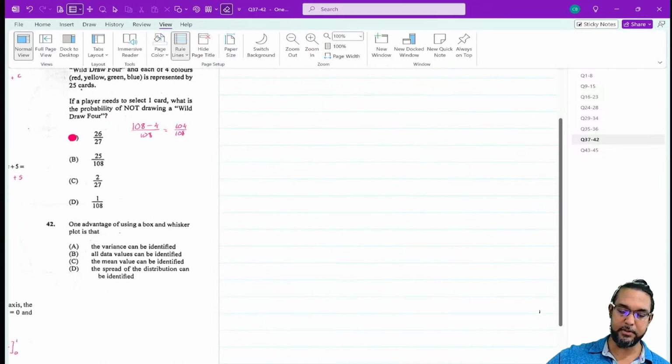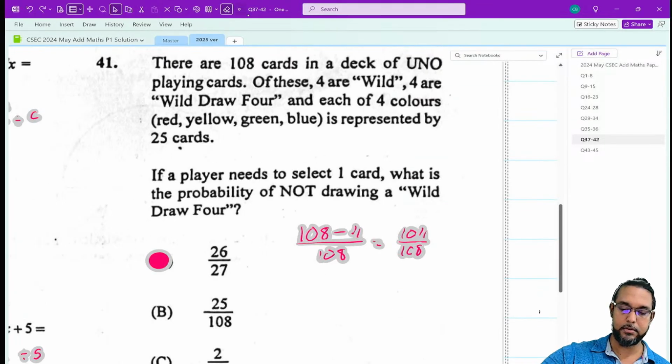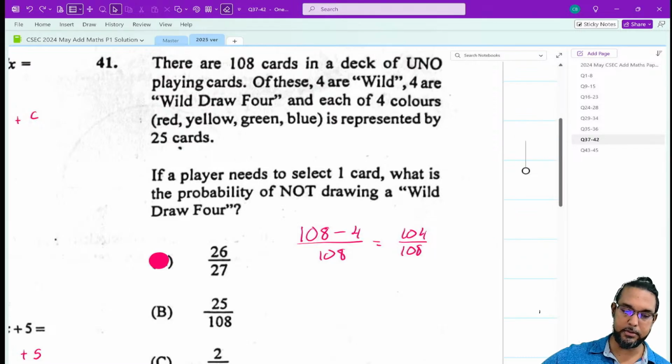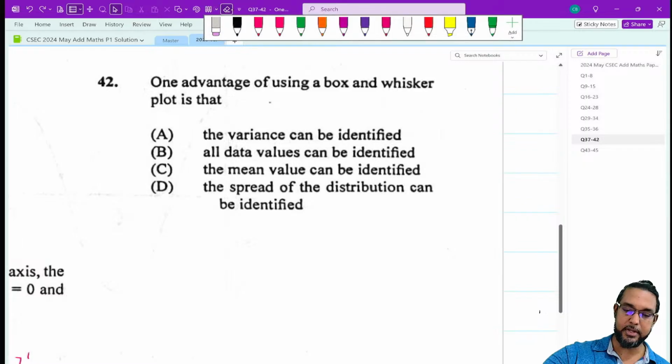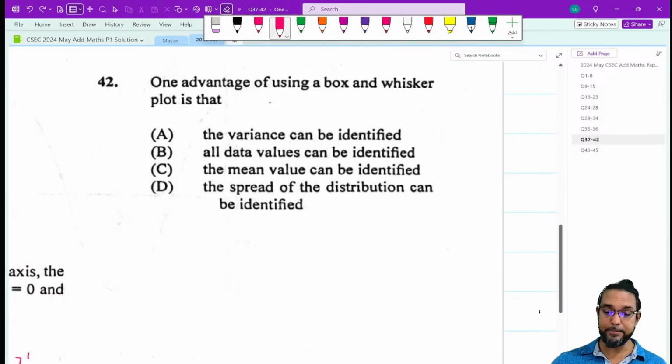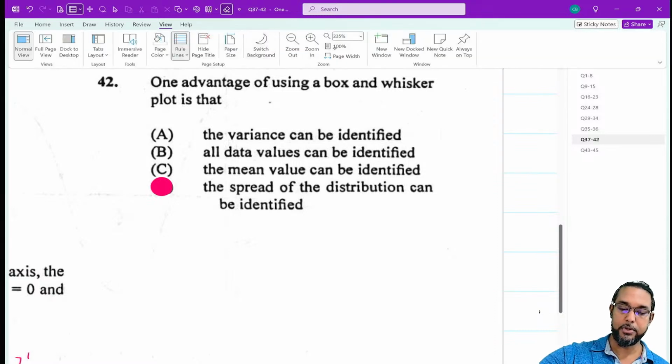Hold on, sorry. Let's just scroll down. One advantage of using a box and whisker plot is variance can be identified, not that I know of. All data values, no. The mean, no. The spread can be, yeah, because you have the highest and the lowest value. So yeah, option D.